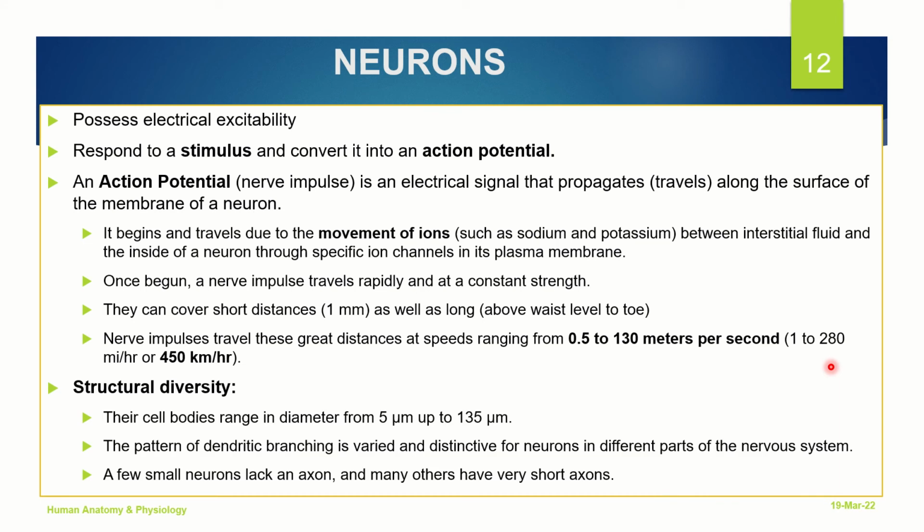Further, these neurons are structurally diverse. Their cell bodies can range in diameter from 5 micrometers up to 135 micrometers. Further, the pattern of dendritic branching is also extremely varied, and they are distinctive for different types of neurons in different parts of the nervous system. A few small neurons can lack an axon, whereas many others have very short axons.